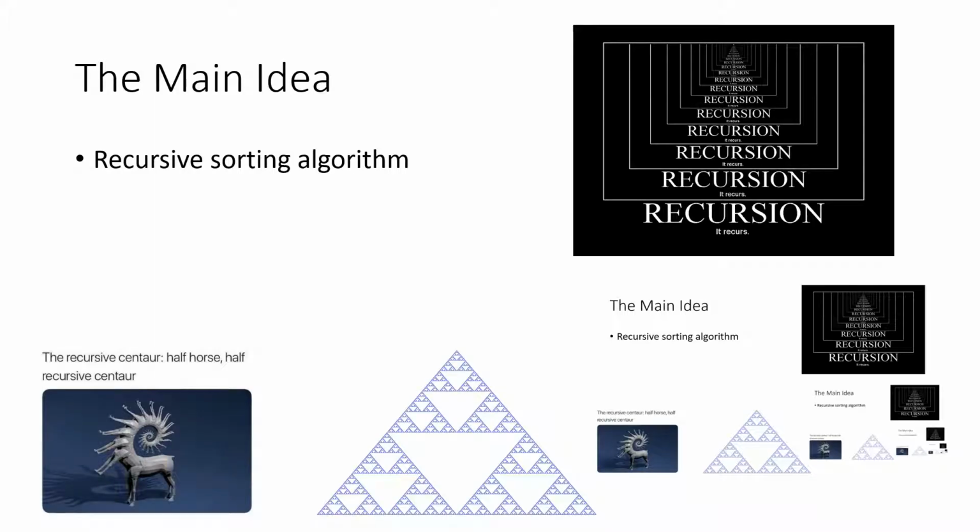The main idea of merge sort is that it is a recursive sorting algorithm. This means that it calls itself to sort smaller portions of the array as part of the main algorithm. It's quite simple, only having three main steps.